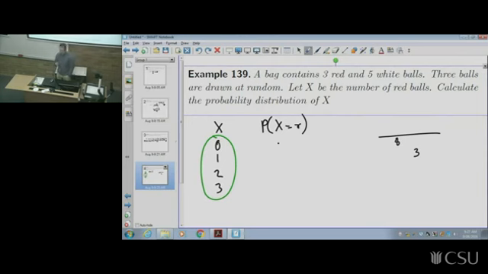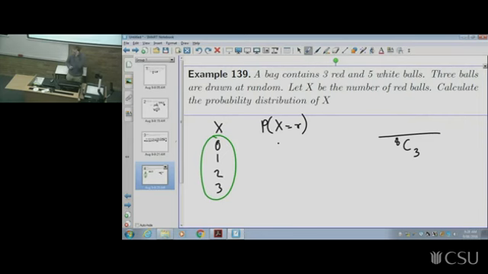Is it a combination or a permutation? Combination, because we can't tell the balls apart when you pull them out, and we don't care about the order. We're just counting the number of red balls, we just care if we got the balls or not. No order is required, so it's just a combination. So the total is 8 choose 3, the number of ways of picking the 3 balls.